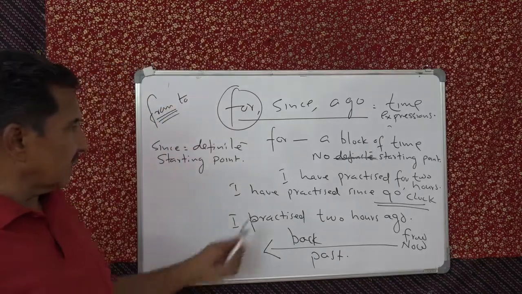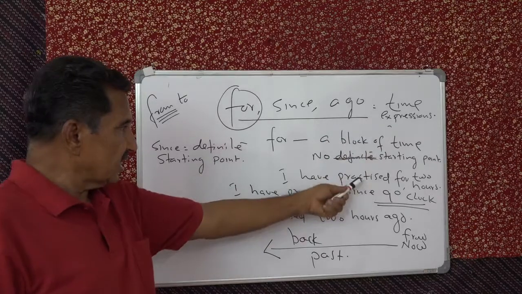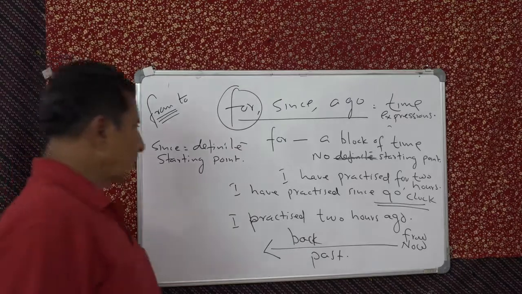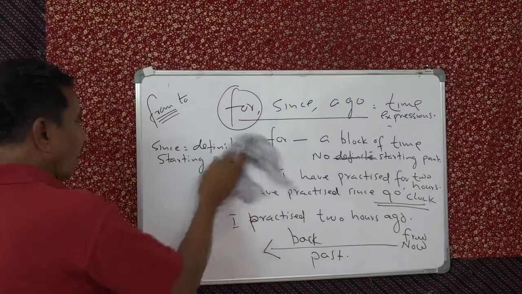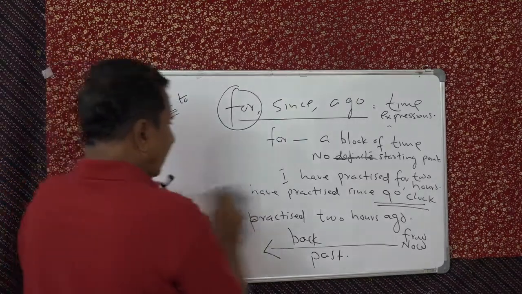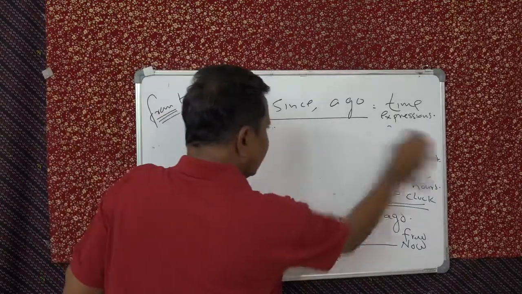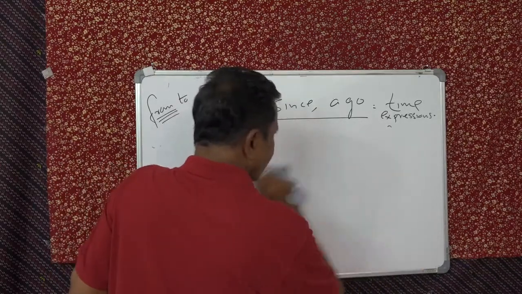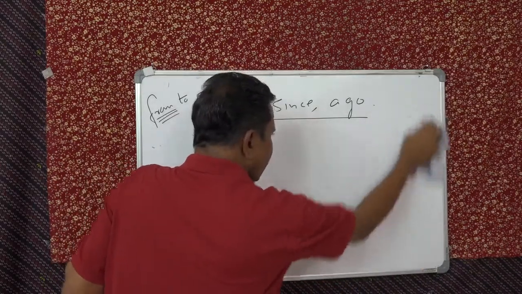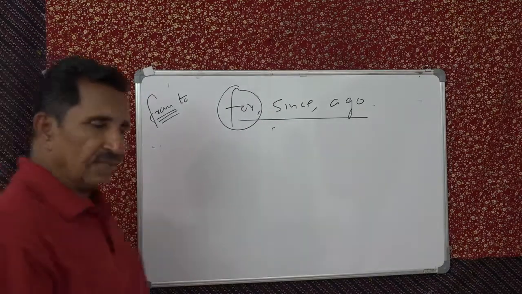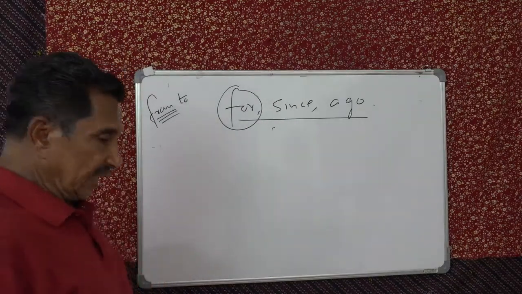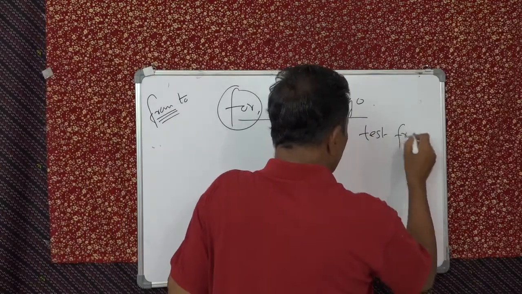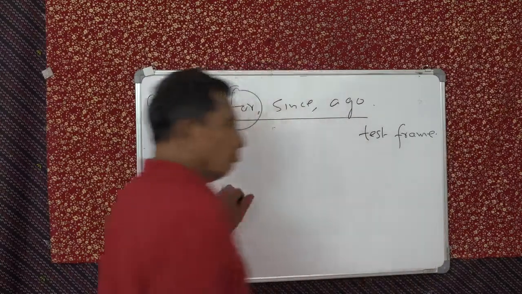Now here you can see the tense. For and since, the tense used is what? Present perfect tense. And for ago, simple past tense. Clear? Now you know, very often you get test frames. You know what a test frame is? A frame for testing you, that's all.